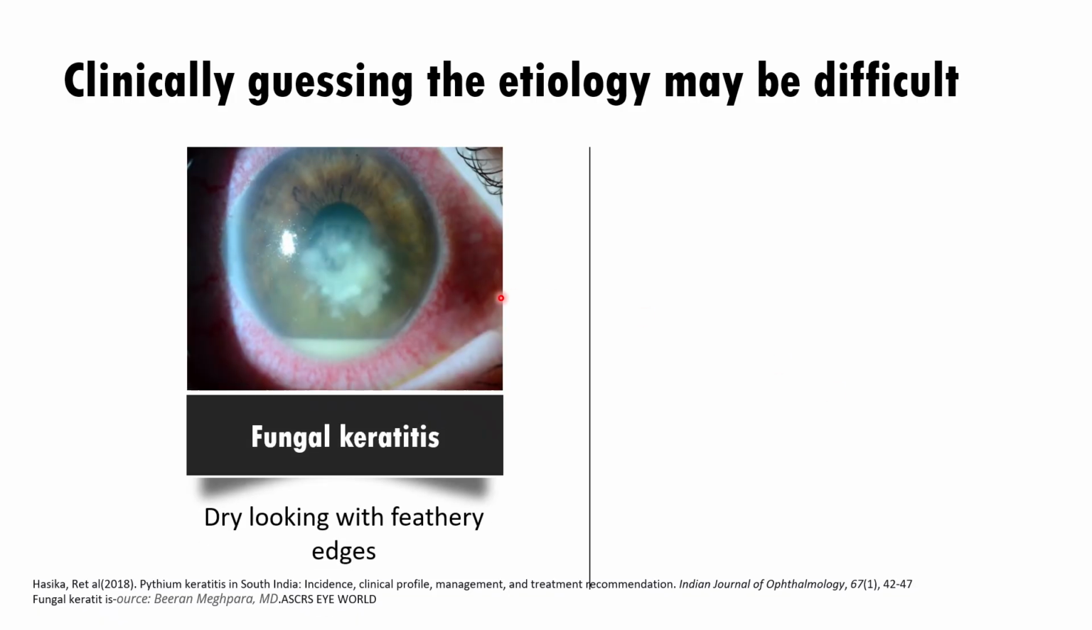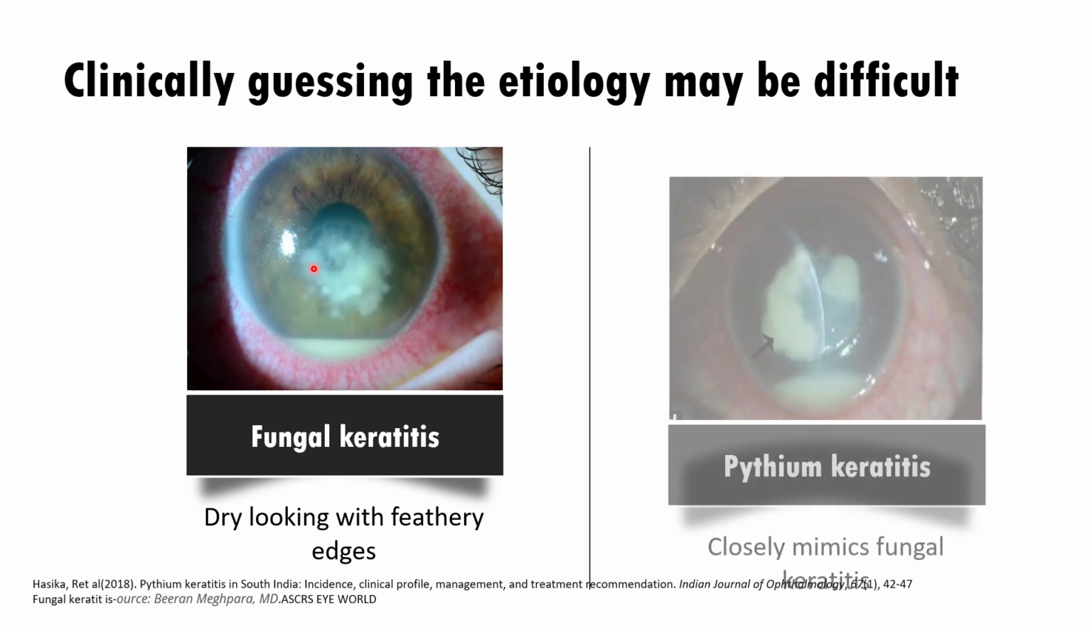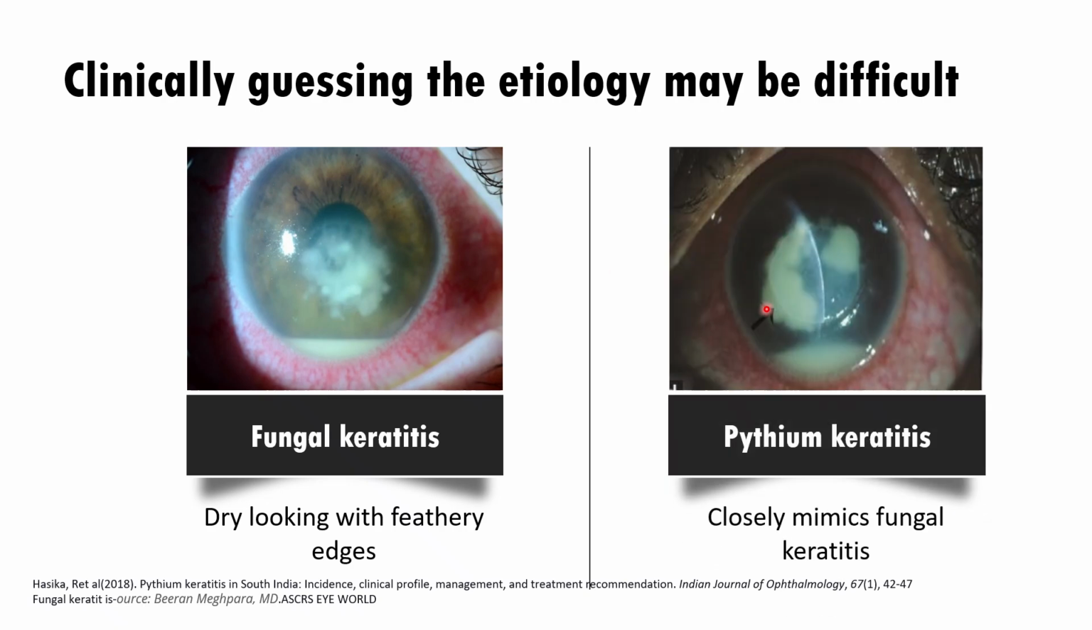Like in this case, this is a case of fungal keratitis where you have feathery extensions and dry looking margins. But if you see this picture, at first glance it also looks like a similar dry looking ulcer with feathery extensions, but this is pythium keratitis, which closely mimics fungal keratitis. Why is it important to do the microbiology? Because the treatments for fungal keratitis and pythium keratitis are poles apart. While you give linezolid for pythium keratitis, you have to start natamycin for fungal keratitis. Also, pythium is more refractory and you should be very vigilant when you are treating that.